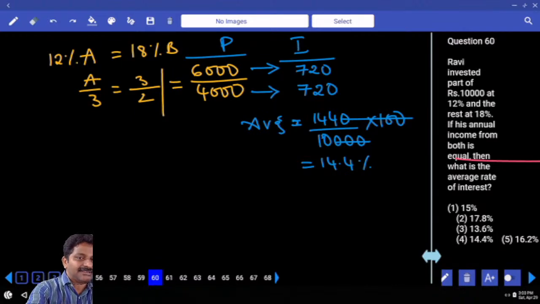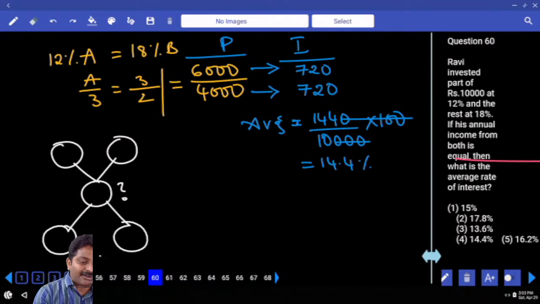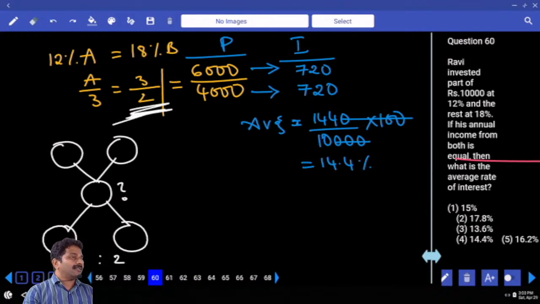The other way is going for alligation. First scheme, second scheme, both together. This is what we need to calculate. Both are in the respective ratio 3:2. You know that, right? They're in the ratio 3:2.